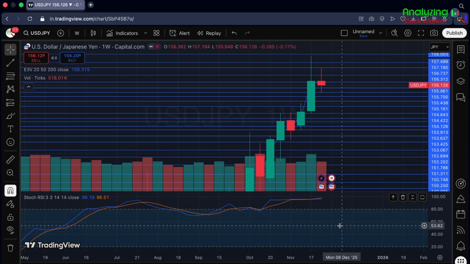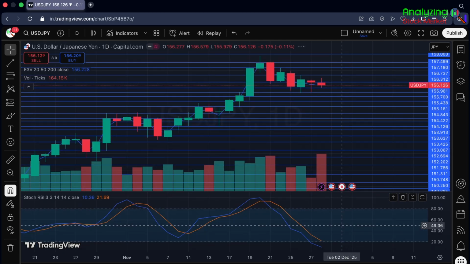So now let's mark some important support zones and resistance zones on our one-day chart. So this is a one-day chart.